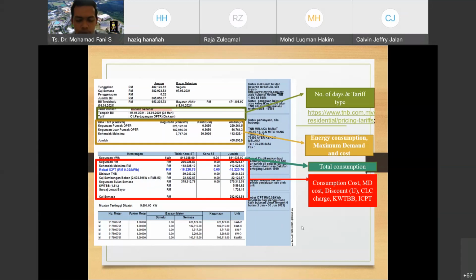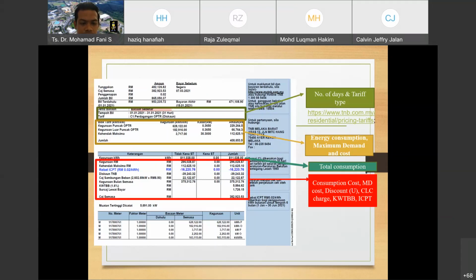So for commercial or industrial consumers, there will be a surcharge for the ICPT, which is not minus but plus, to pay more on the electricity tariff for the ICPT. So it's a surcharge for ICPT, no longer a rebate.